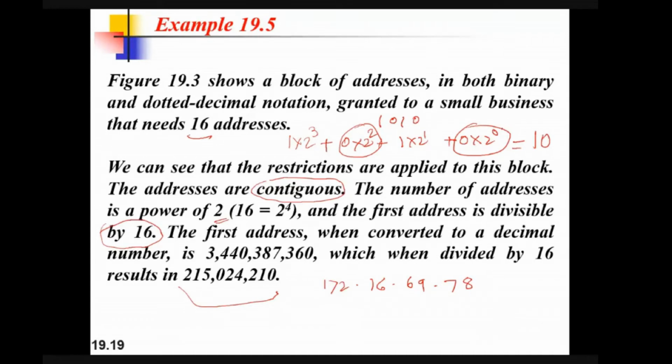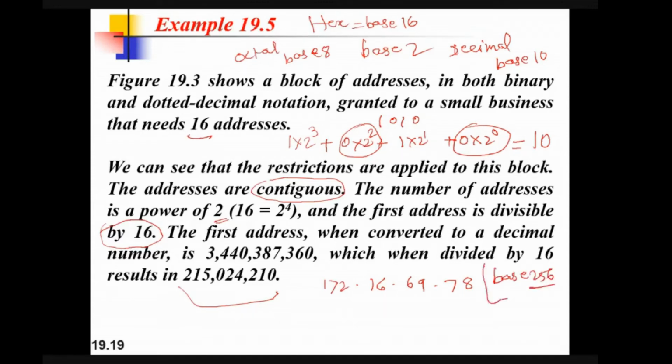Now we write it like this because these are base 2 numbers. Binary means base 2, decimal means base 10, octal means base 8, and hexadecimal means base 16. Similarly, an IP address is a base 256 number. IP address is a base 256 number.